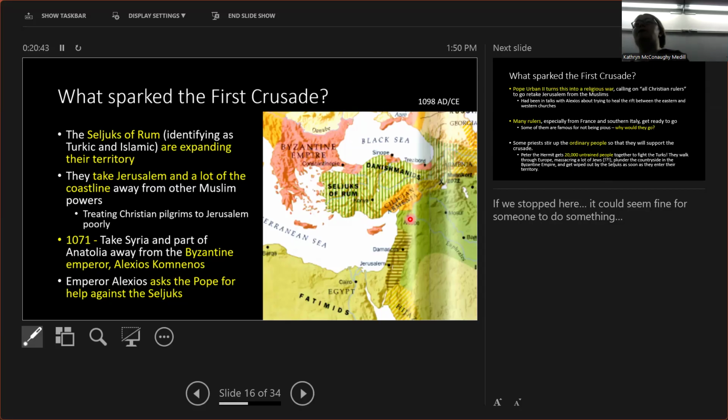And some of these people are quite influential. And so they complain to the people back in Europe about what's going on. In 1071, the Seljuks also attack the Byzantine Empire, which used to be up in here, right? And they take away part of Anatolia and all of Syria from the Byzantine emperor, a guy named Alexios Komnenos.